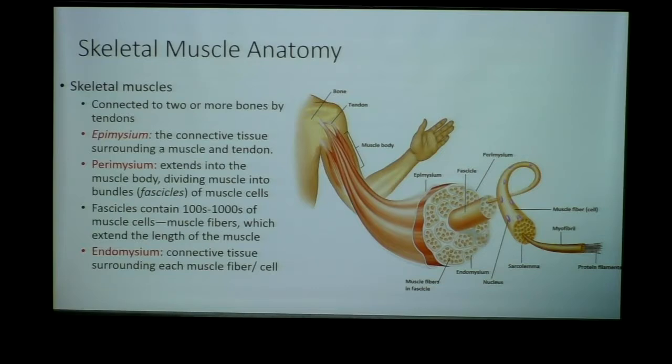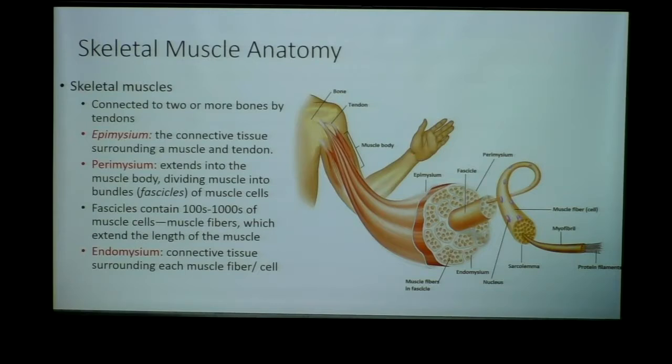So let's go over that again. We had a muscle fiber wrapped in endomysium. Many muscle fibers make a muscle fascicle. A muscle fascicle is wrapped in perimysium. Many muscle fascicles make a muscle, and a muscle is wrapped in epimysium, okay?